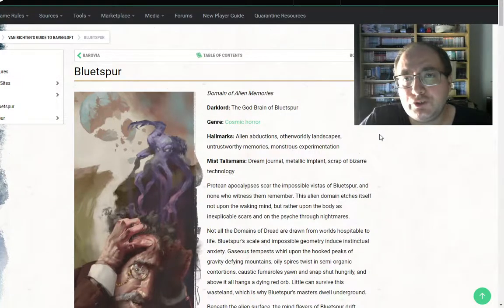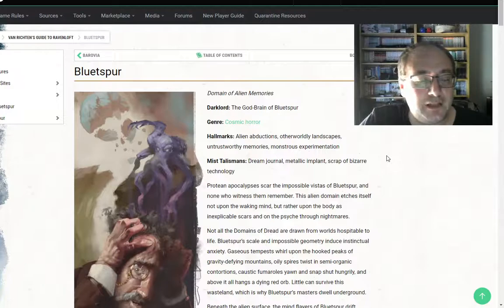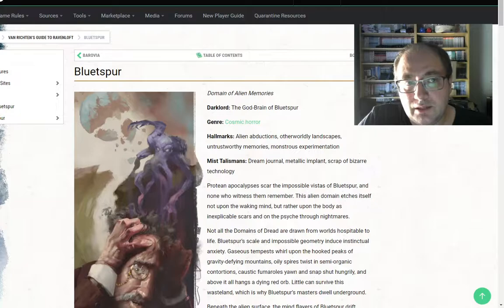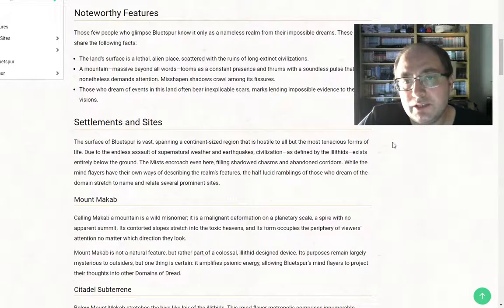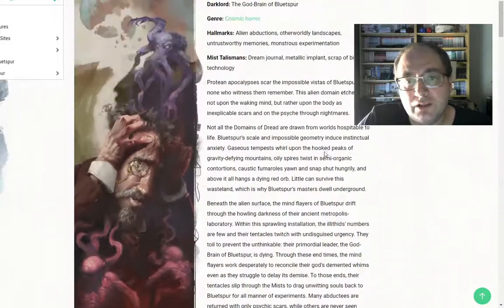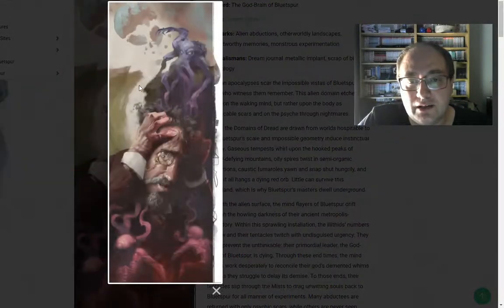You pretty much know what you're getting. You're getting giant megalithic ruins. You're getting twisted laboratories, pens where intelligent beings are being bred as livestock, and all kinds of other horrific things. And honestly, this was one of the domains where I read it and I was instantly inspired and repulsed. And just look at this art. I love this art, right? Like a person who is remembering their time in Bluetspur.